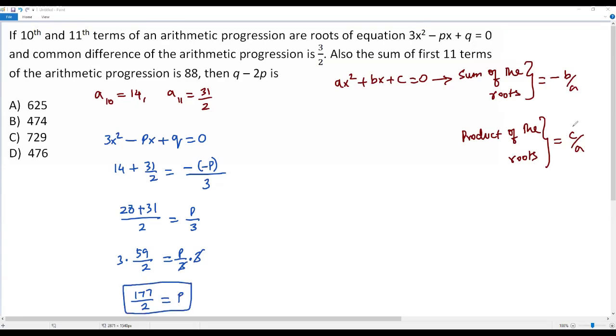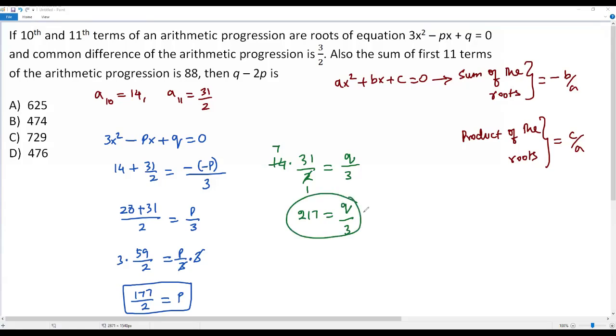Now let me use the second formula, product of the roots equals c over a. We already have the two roots of this quadratic equation, 14 and 31 over 2. To get the product of the roots, we multiply these two values: 14 times 31 over 2, which equals c over a. In our quadratic equation, the constant term is q, so we plug in q for c, and the value of a is the coefficient of x², that is 3. Here 2 goes into 2 one time and 2 goes into 14 seven times. When I multiply 7 and 31, I get 217 equals q over 3.